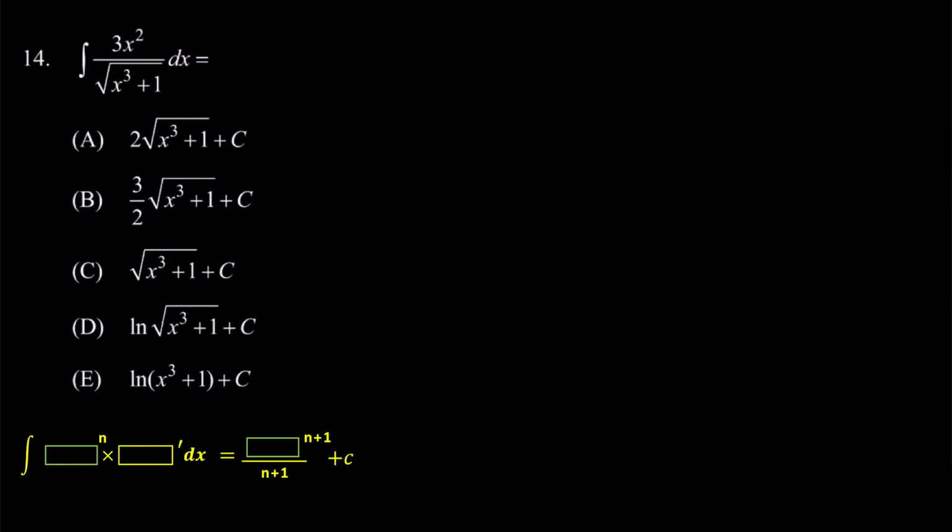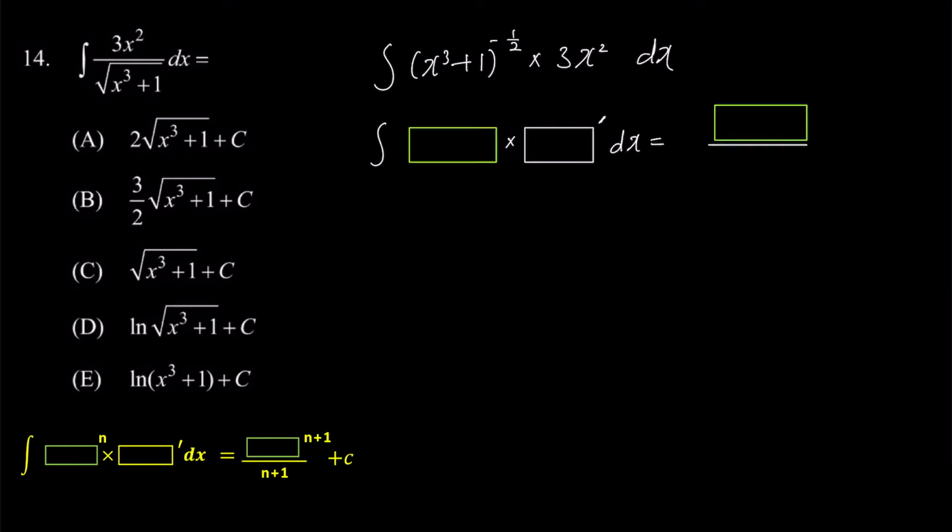Do you see what we need to do now? Most of the problems are designed to apply the box rule effectively. In this beautifully designed problem from the past paper, the box and the box prime are clearly visible. Bring the denominator up as a negative exponent and write 3x squared at the end. Then x cubed plus 1 becomes the green box and the exponent remains negative half. And its derivative 3x squared goes into the box prime.